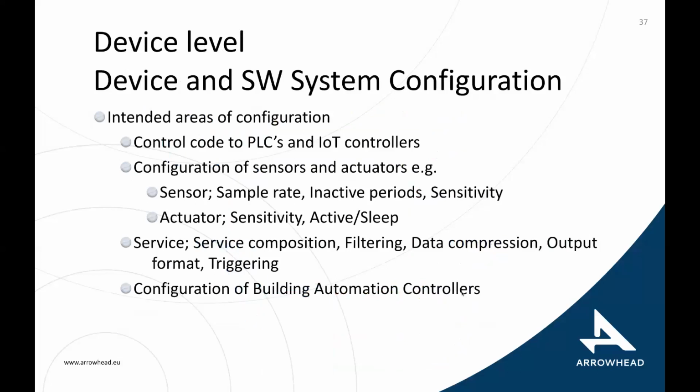We need to be able to configure devices and software systems, so we can, for example, provide new control code to a PLC functionality, or handle the sample rate of a sensor, or if it should sleep, what sensitivity it should use, and so on and so on. If you take a standard flow meter, there might be currently 100 configurations possible in a normal flow meter today. This is necessary.